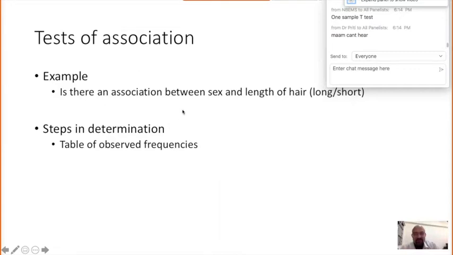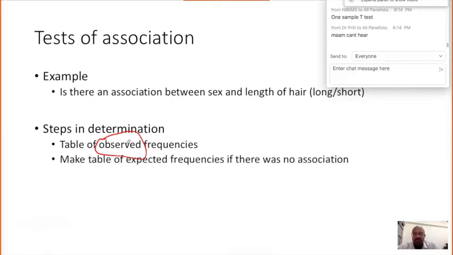So in one, we have got the observed frequencies. We know how many men had long hair. We know how many men had short hair. We know how many women had long hair. And we know how many women had short hair. So that is the table of observed frequencies. Please remember and mark this word. We have observed frequencies, what we actually saw in the data.